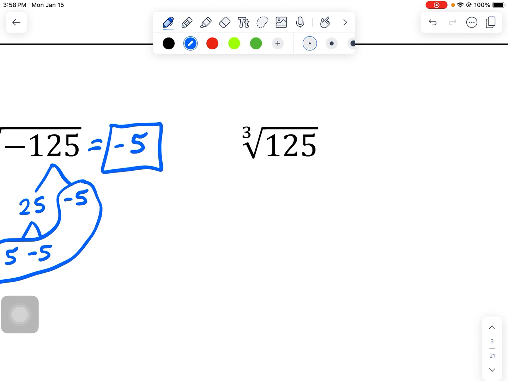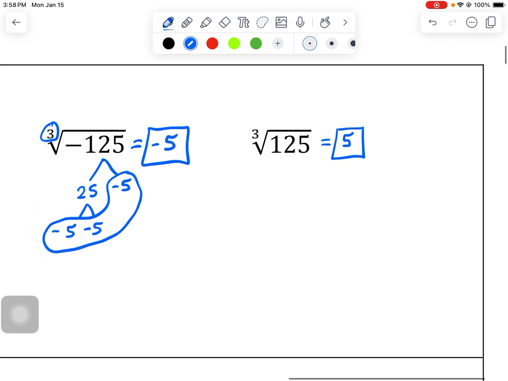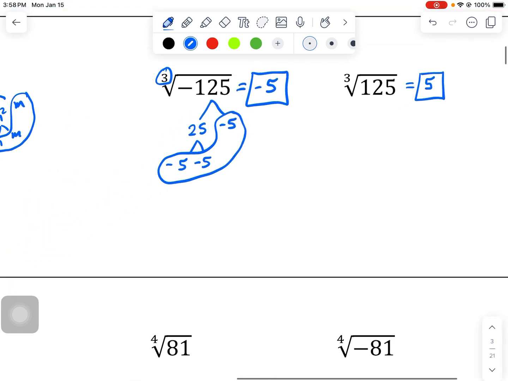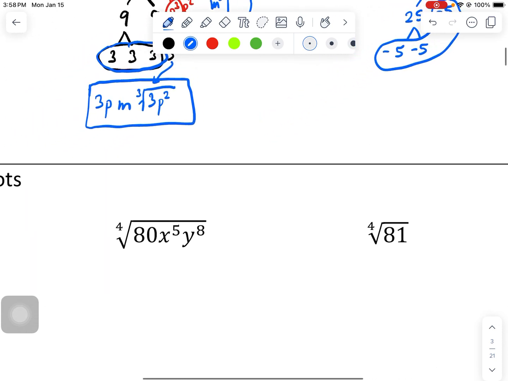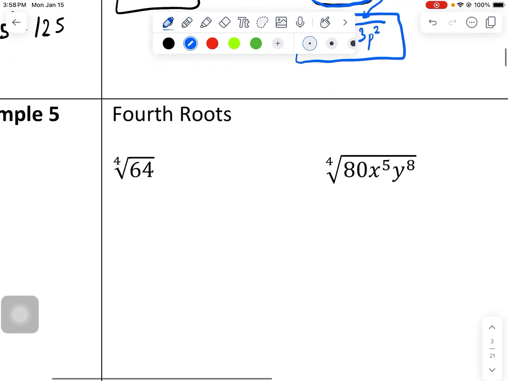Now we just did this exact same one, but it's positive 125. So that just means that our answer is going to come out as positive 5. You don't even need to break that down if you just remember that number. Okay, on to the fourth roots. Back to the even roots.